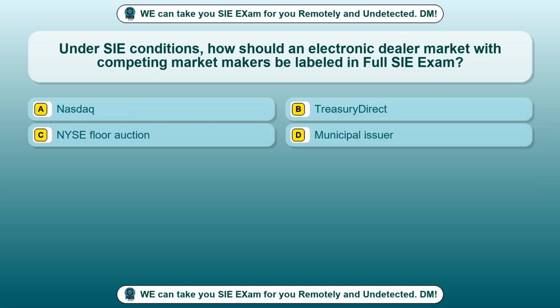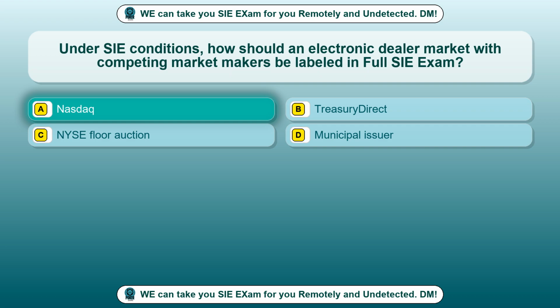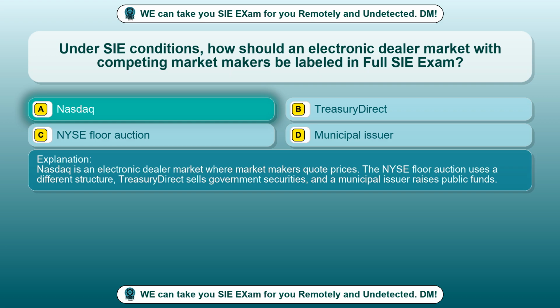Question 62. Under SIE conditions, how should an electronic dealer market with competing market makers be labeled in full SIE exam? Option A, NASDAQ. Option B, Treasury Direct. Option C, NYSE Floor Auction. Option D, Municipal Issuer. The correct answer is option A, NASDAQ. NASDAQ is an electronic dealer market where market makers quote prices. The NYSE floor auction uses a different structure. Treasury Direct sells government securities, and a municipal issuer raises public funds.